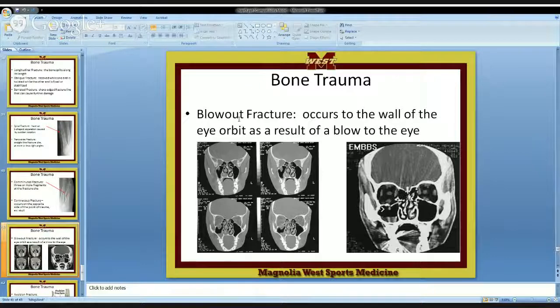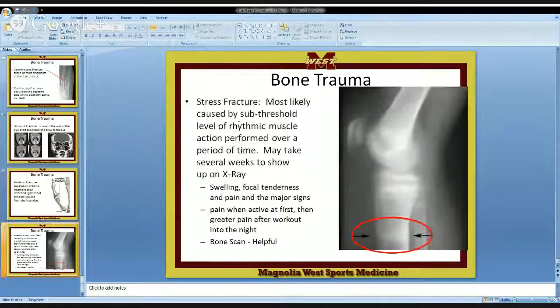All right, slide number 43. What is helpful in detecting stress fractures? Is it an X-ray? Sort of, but no, not really. Bone scan. We're talking about stress fractures. How do we find them? The bone scan is what's helpful.